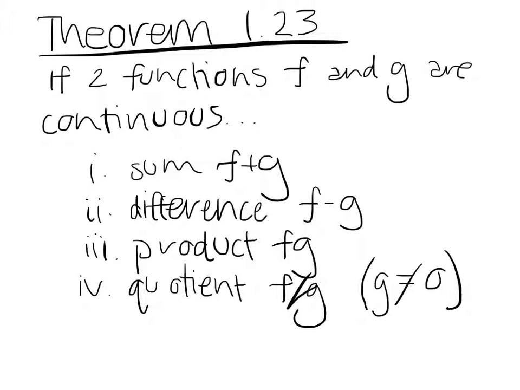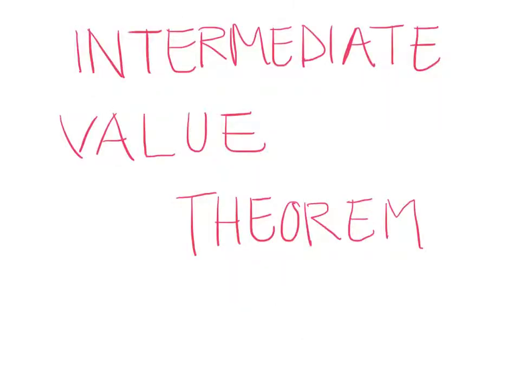Using these facts, we can prove the following. If two functions f and g are continuous, the sum f plus g is continuous, the difference f minus g is continuous, as well as the product fg and the quotient f over g, provided g is not equal to 0, are all continuous. Now we move on to the intermediate value theorem, which is used throughout calculus.